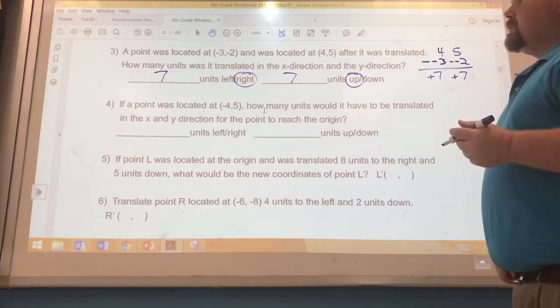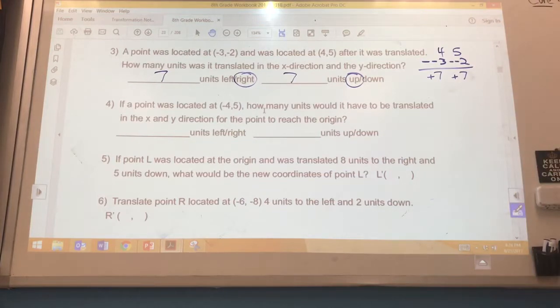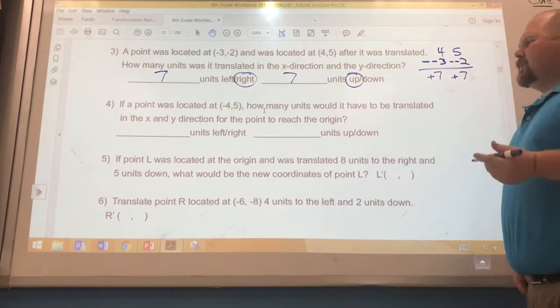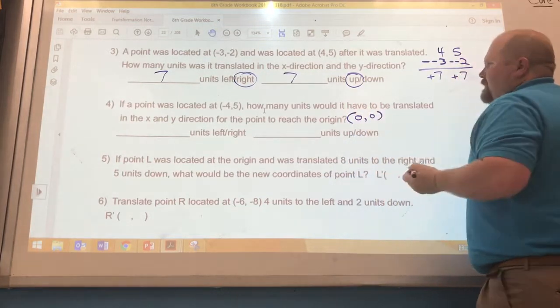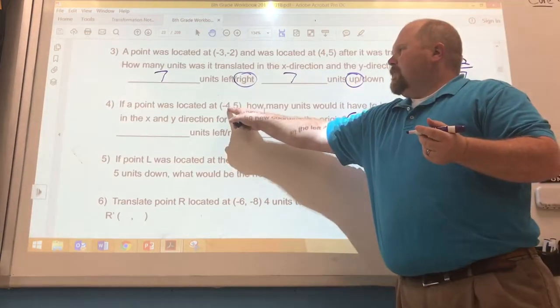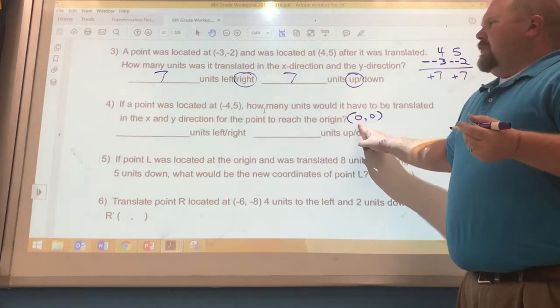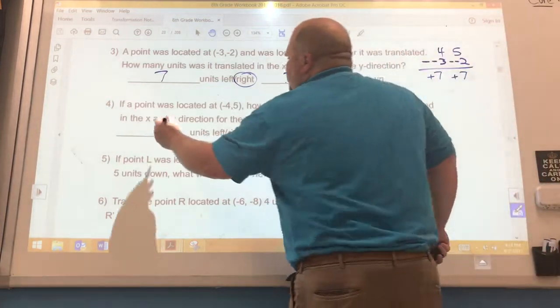Number 4, if a point was located at -4, 5, how many units would it have to be translated in the x and y direction for the point to reach the origin? So we're moving to 0, 0 as our prime location. Our pre-image x value is -4, and we're trying to move towards 0. So that means to go from -4 to 0, it had to move 4 units in a positive direction.